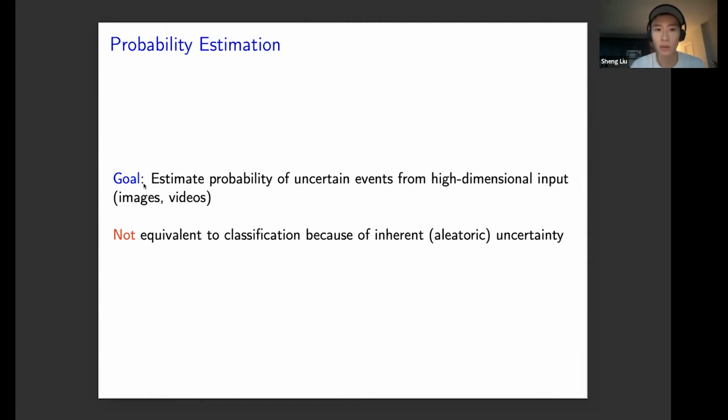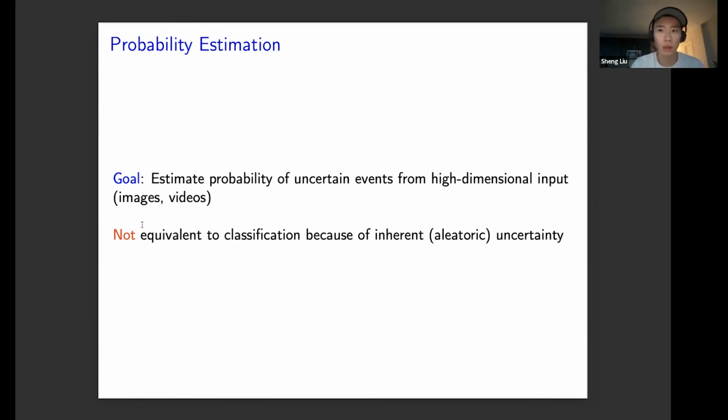The goal here is that we want to estimate the probability of uncertain events from high dimensional inputs, for example images and videos. That's why we use deep learning here. This kind of problem is not equivalent to classification, because in classification we are always trying to predict whether the person will die or not, basically the outcome, but that is sometimes not very interesting. What we are actually interested in is the probability of the death or the probability of raining, instead of whether it's going to rain or not, especially for those uncertain events.